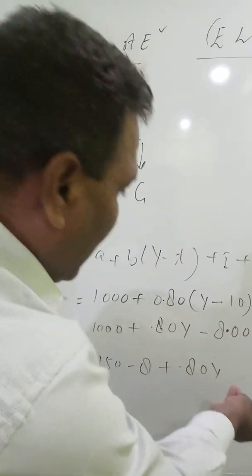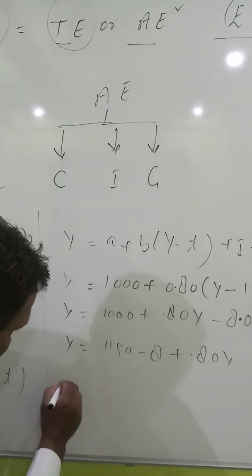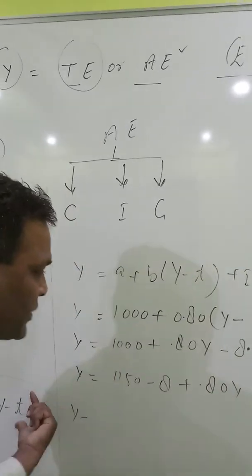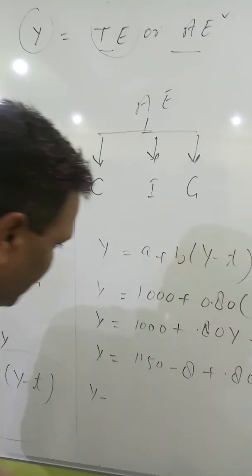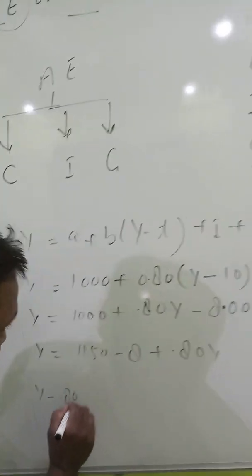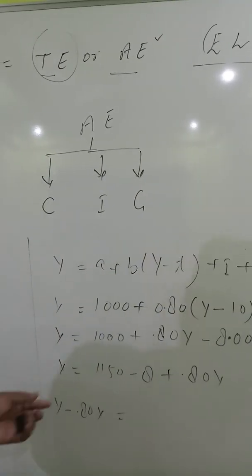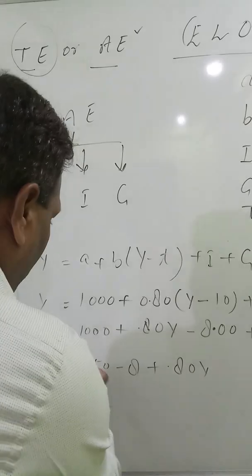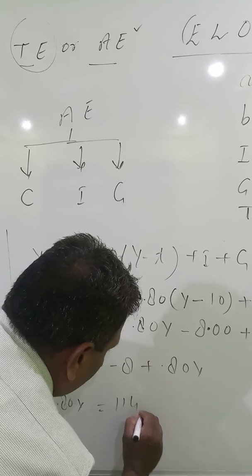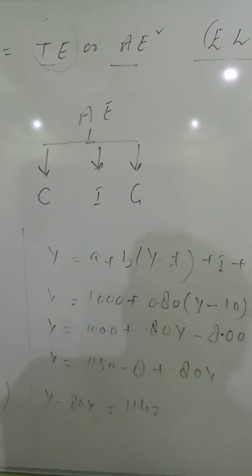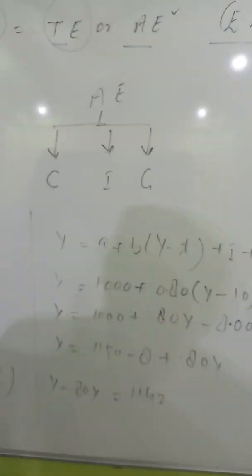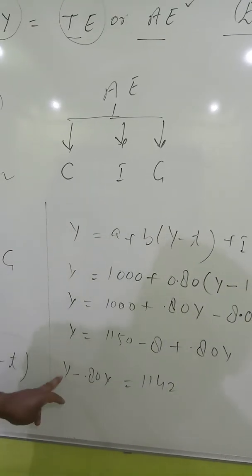Transfer 0.80Y to the left hand side. Because it is positive here, when we transfer it to the left hand side, it would be negative. Therefore, we have written here Y minus 0.80Y is equal to, in the right hand side, we have to subtract 8 from 1150. The remainder will be 1142. Now subtract 0.80Y from Y.